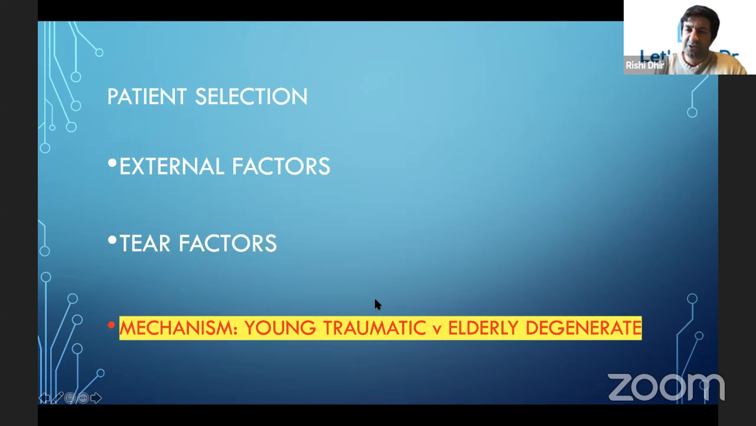You've also got to always keep this in your mind. Is it a young traumatic tear, such as a 45-year-old patient post-dislocation, or an elderly atraumatic degenerate tear? Okay, I have a much lower threshold to fix these because these guys often are cable dominant. They decompensate a lot quicker. Okay.